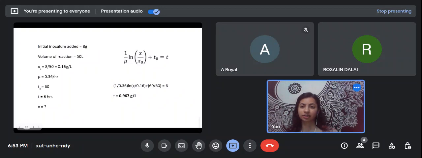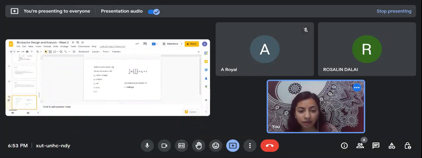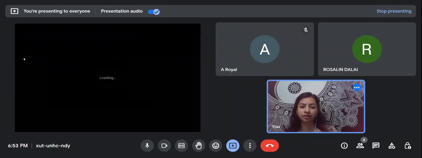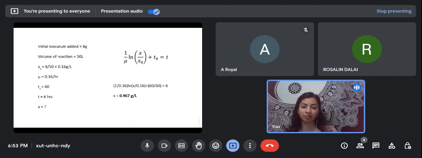I'll change this. Just one sec. So what you are trying to figure out is x, right? So what you see is x, that is the concentration of biomass at time t, which is 6 hours from the time that you've inoculated it, is 0.967 grams per liter.